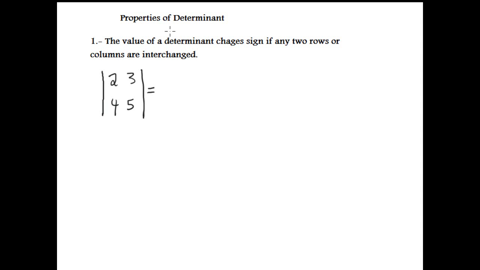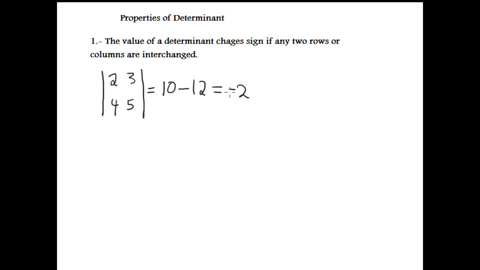Okay, now we study the properties of determinants. The first one is that the value of the determinant changes sign if any two rows or two columns are interchanged. Suppose this example, in which we have this determinant. We compute this determinant: 2 multiplied by 5 is 10, minus 4 multiplied by 3 is 12. The answer is negative 2.